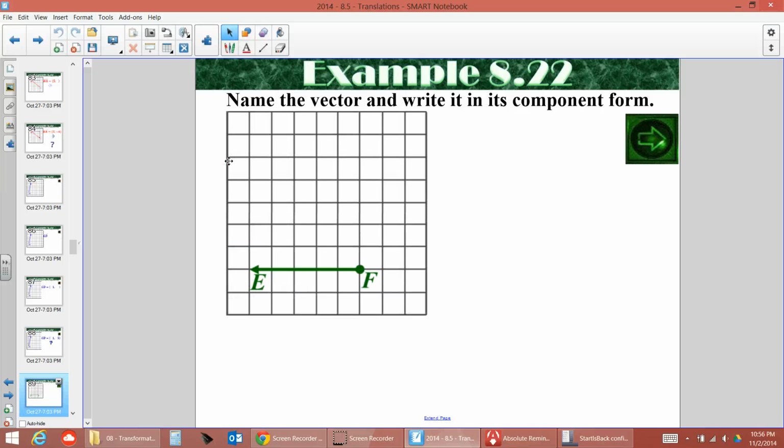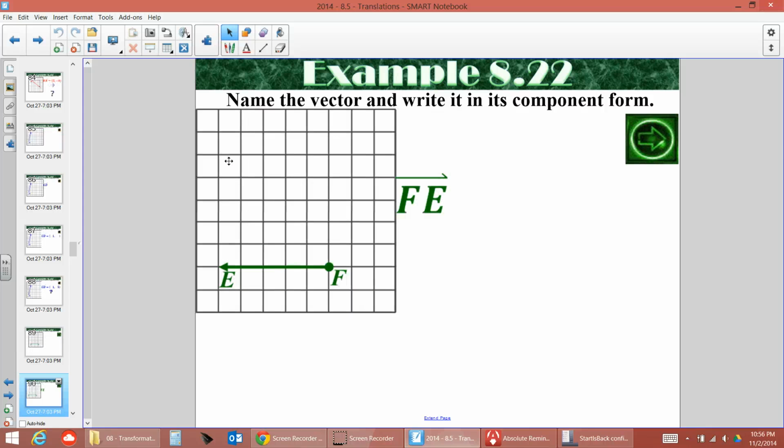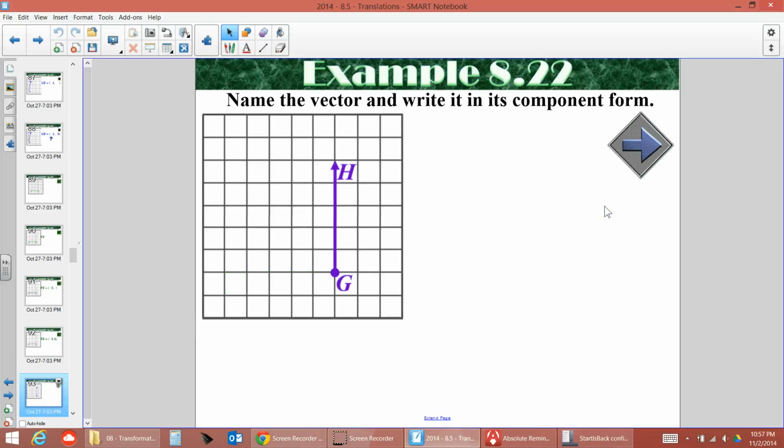You'll see these on the test. So same, name the vector. Starts at F, goes to E. So it's vector FE, and the component form is (-5, 0). I went left 5, up and down 0. So I call it (-5, 0). Okay. Starting at G, going to H. Ray GH. Components, I'm not going left to right at all. So it's a 0. I go up 5, and there's my vector component form.